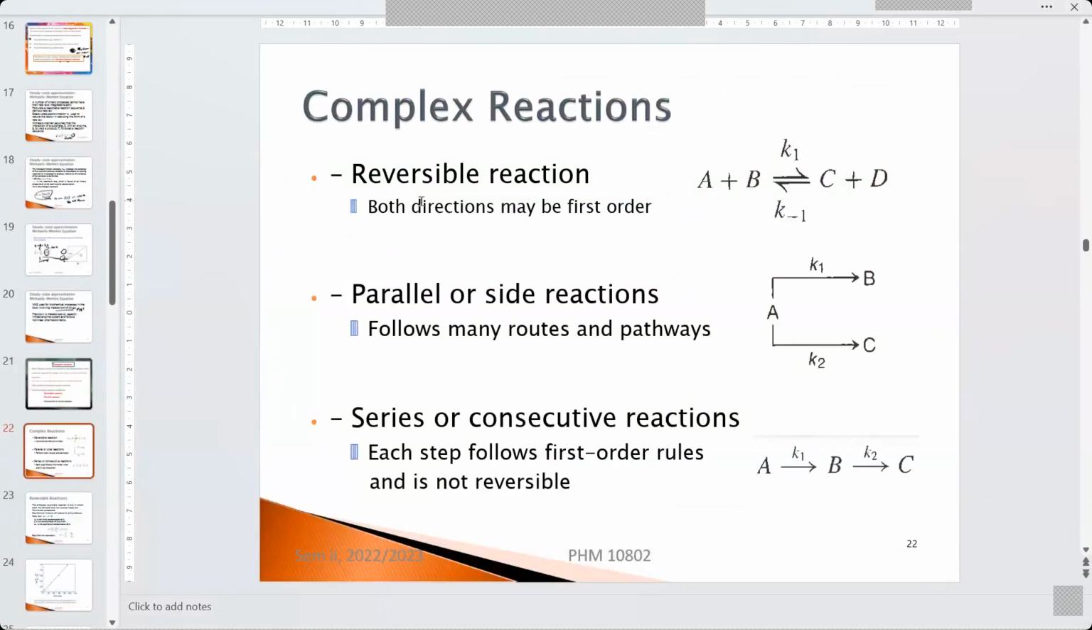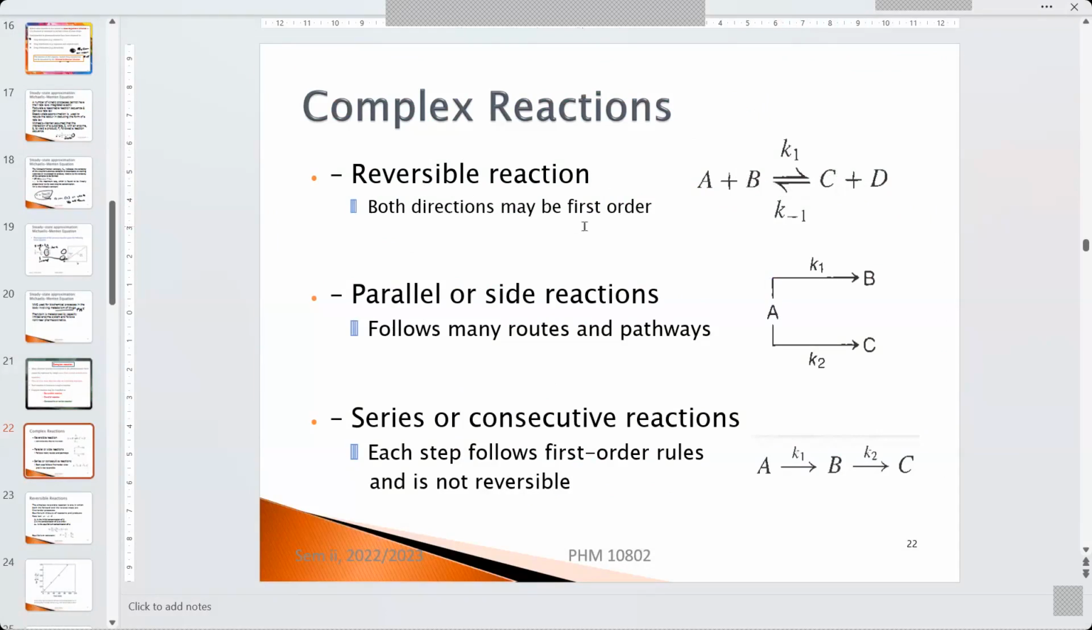So, reversible reaction, as you know, has two directions of reaction, forward and reverse direction. And there will be an equilibrium point. When the ratio between reactants and products reaches a certain ratio, the reaction will stop. Then we call it that the reaction reached equilibrium.